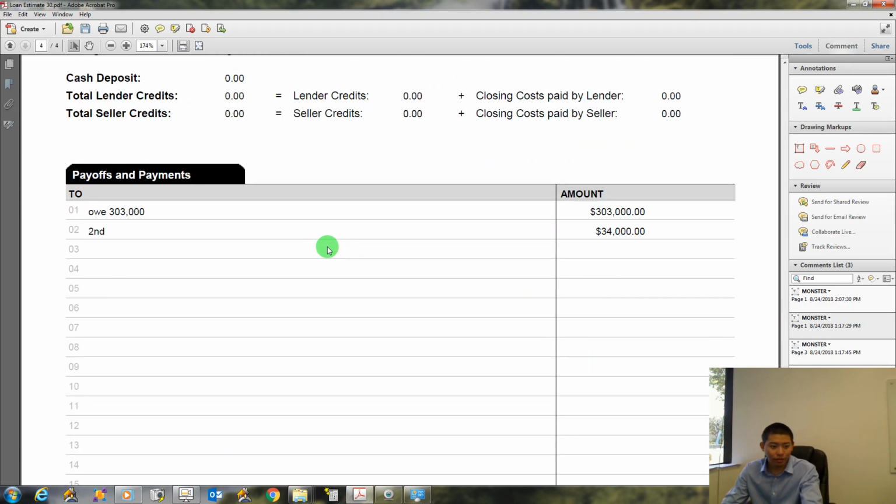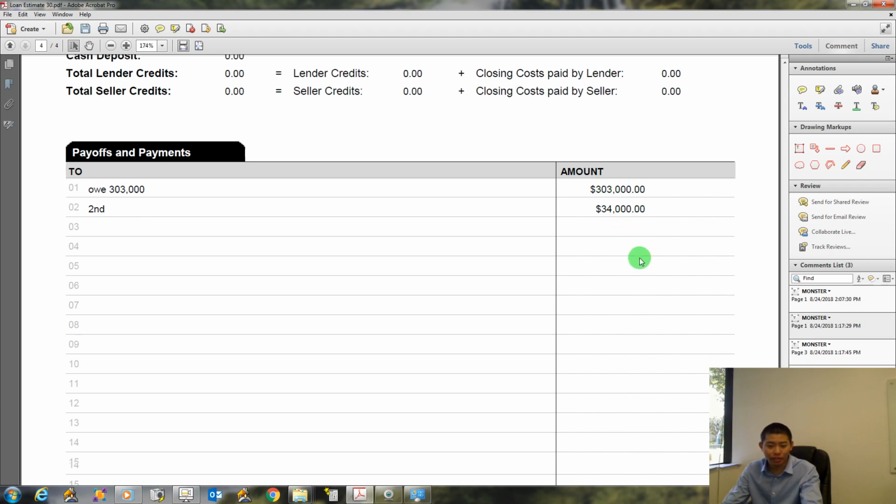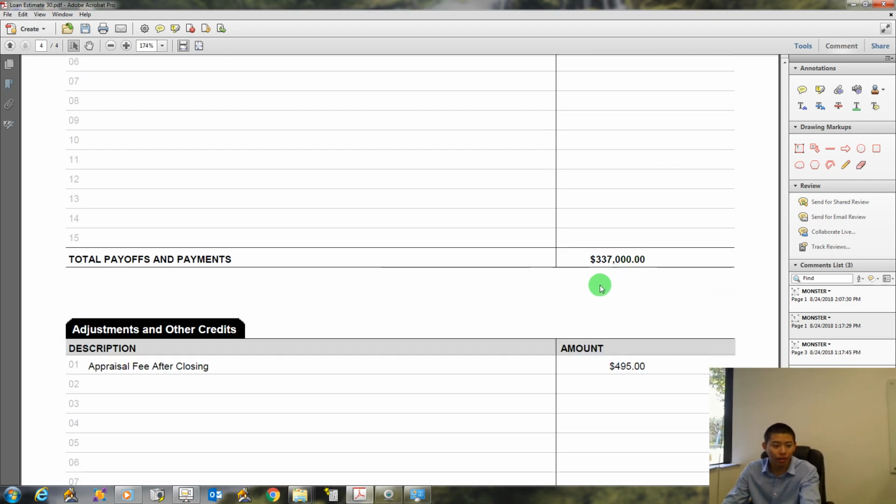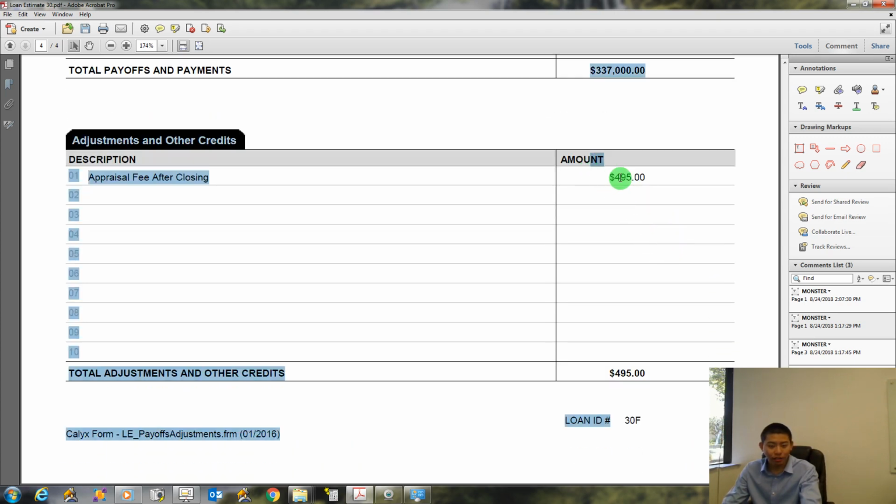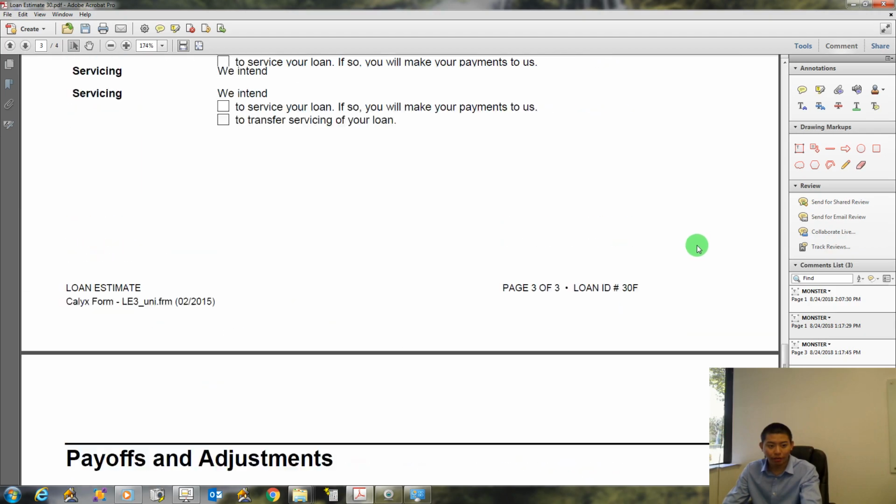And see here. In this case, this person owes about $303,000 on their first loan, and they had a second loan of $34,000. So they're combining their first and second together and cashing out $15,000 as well, which comes out to about $337,000. Okay, and that's your appraisal right here that you'd be paying out of your pocket.